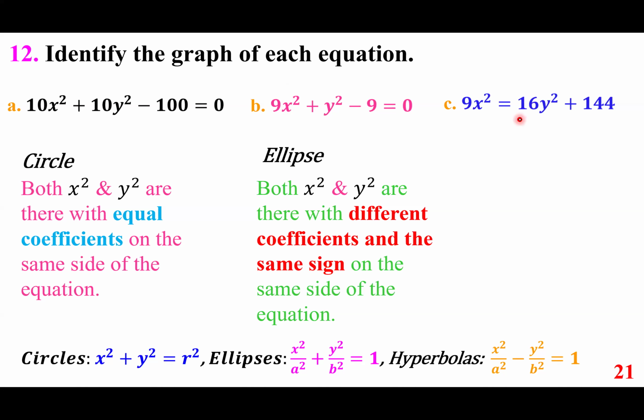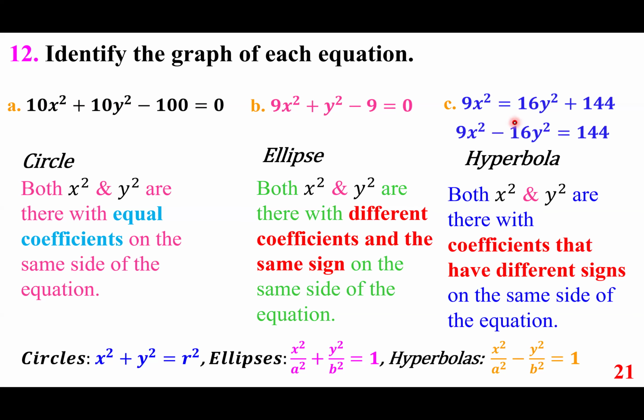Now, what happens here, this is a hyperbola. And one way to recognize it, just make sure x squared and y squared are on the same side. If they're on the same side, the coefficients must have opposite signs. So both x squared and y squared are there with coefficients that have different signs on the same side of the equation. If they're on the same side, they have different signs. On both sides, identical signs.